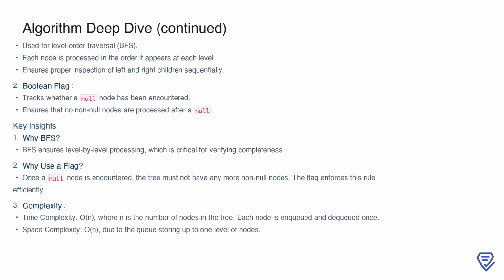In terms of complexity, this algorithm operates in O(n) time, where n is the total number of nodes, as each node is enqueued and dequeued exactly once. The space complexity is also O(n), due to the queue storing nodes at each level.